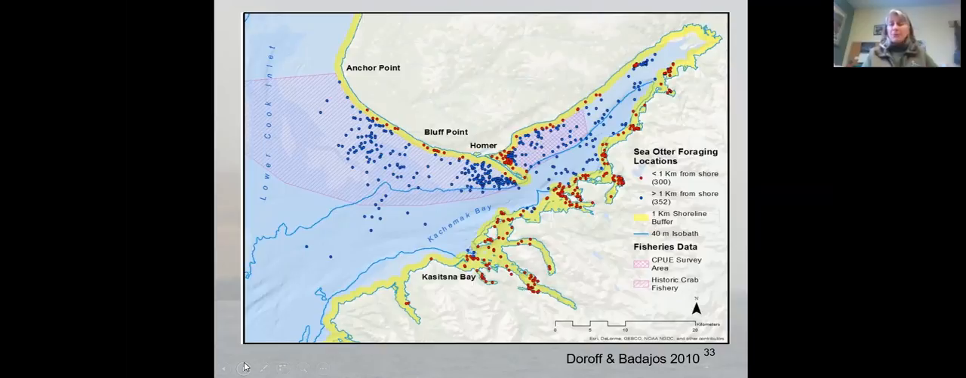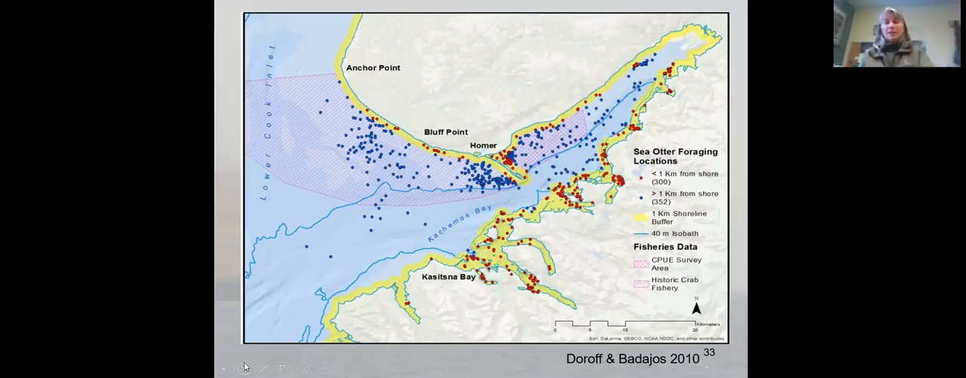We put a buffer around the 1 kilometer mark, which is kind of the distance you can use focal animal sampling from shore. So you can see we're missing a lot. The red dots are things we could get with that particular method. The blue ones are ones we couldn't. And so that leaves the question, how many tools do you use to be able to answer some of these questions?